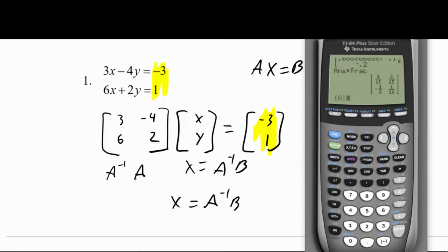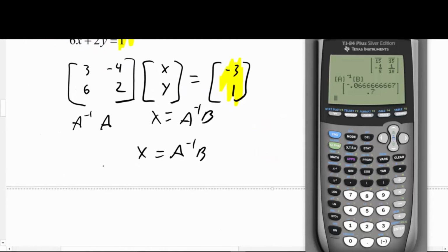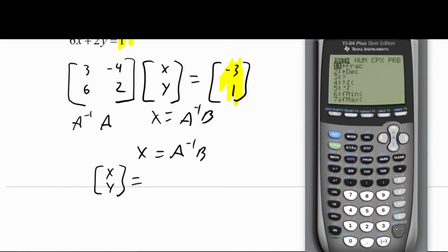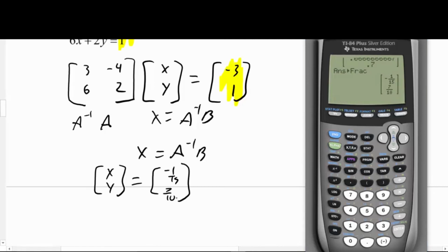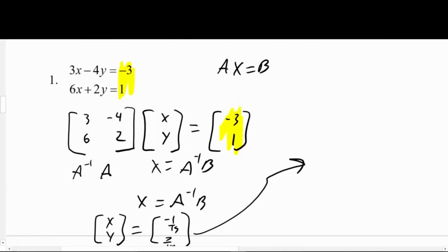But we can totally do this all in the calculator. We can do A inverse times B because we know how to do matrix multiplication in the calculator. So A inverse times B, we hit enter, and there's our answer. So what we just figured out is that the whole thing, x, y, equals, and if you need to, we can do a fraction, -1/15, 7/10.